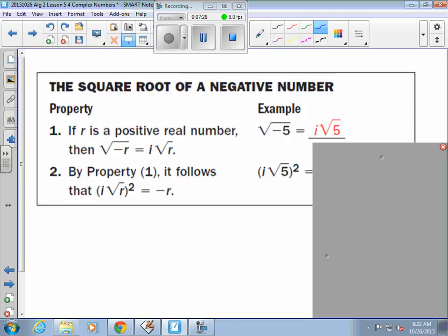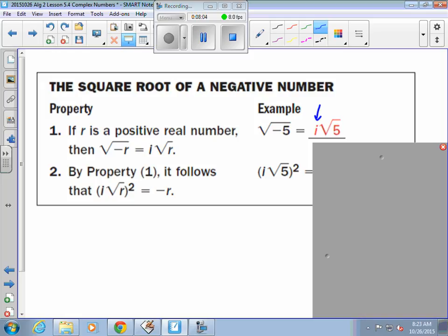Okay, so right here it says if R is a positive real number, then the square root of negative R is I times the square root of R. So it's the imaginary number, I, times the square root of 5 in this case. So you just pull a negative value out, and it makes it the square root of 5. So by this property, it follows that I times the square root of R squared is negative R.